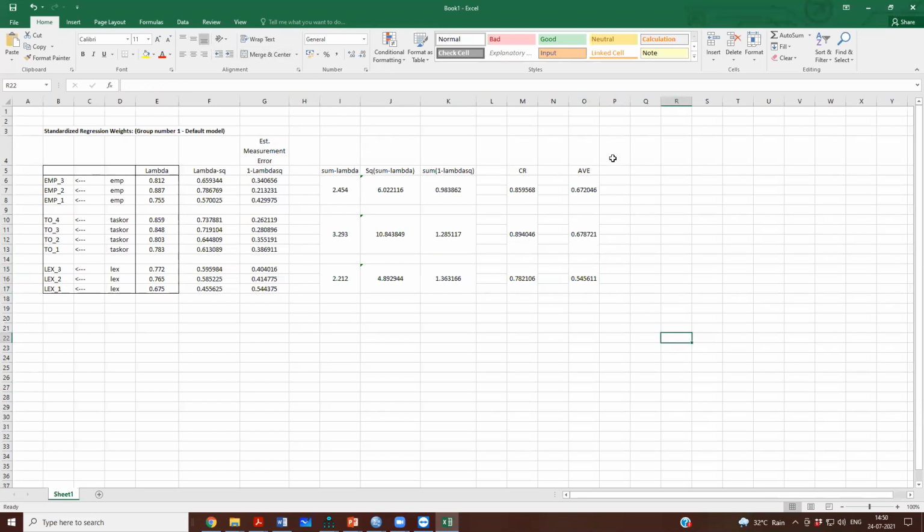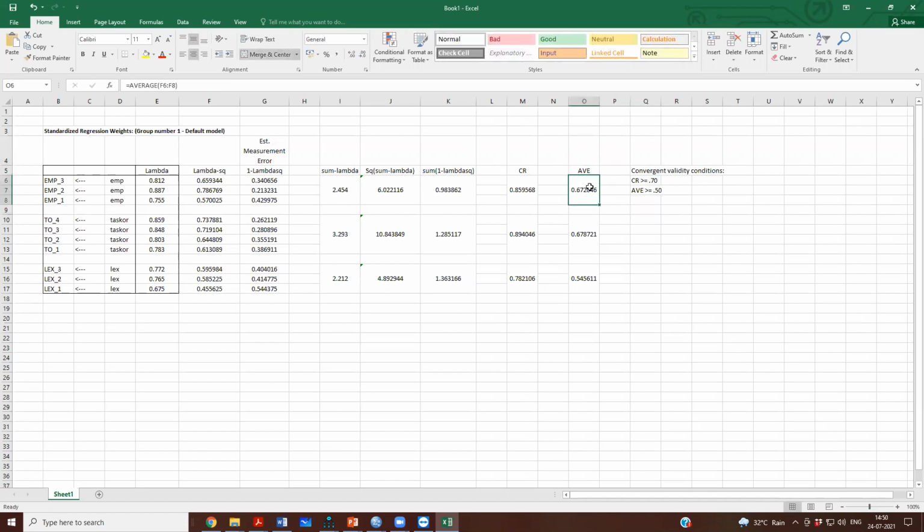Right, so we have now got, and our convergent validity conditions were CR greater than or equal to 0.70 and AVE greater than or equal to 0.50. Right, so we are saying again that both these conditions are passing.